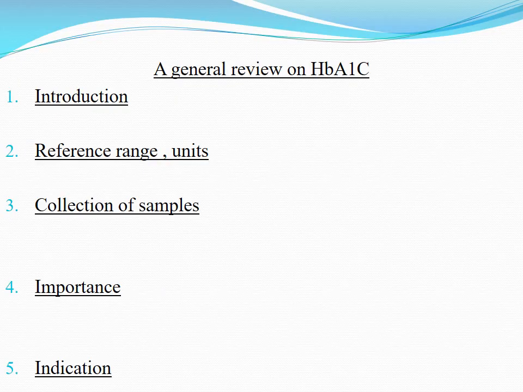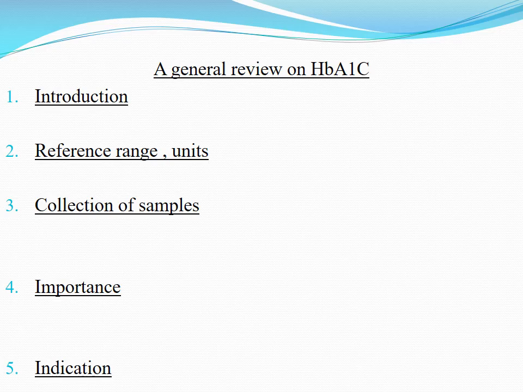First of all, a general review on HbA1c. What is HbA1c? It is a type of hemoglobin, glycated hemoglobin. Glycated means it is a non-enzymatic process. Here, there is an addition of sugar to the hemoglobin, and HbA1c is a blood test parameter which is considered to be the best index for monitoring the long-term control of blood glucose, particularly in a diabetic patient, the established diagnosed cases of diabetes.